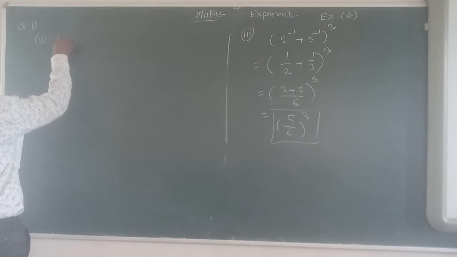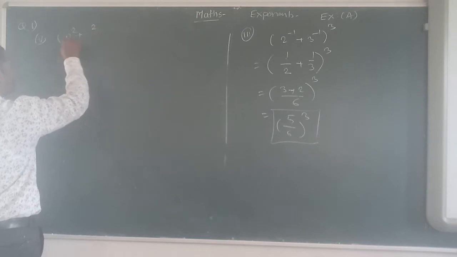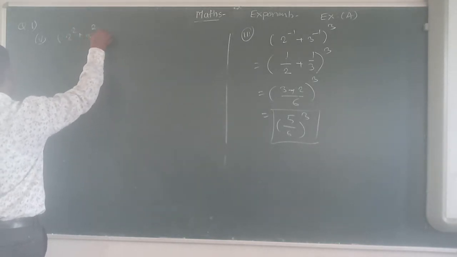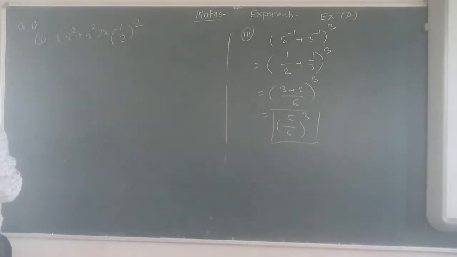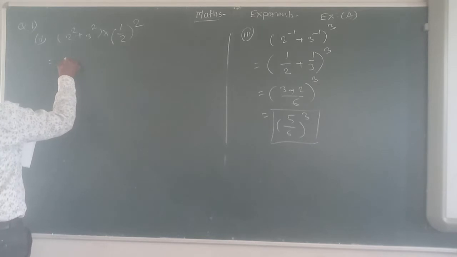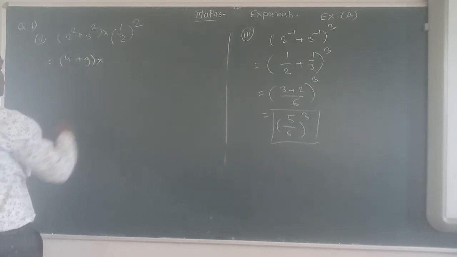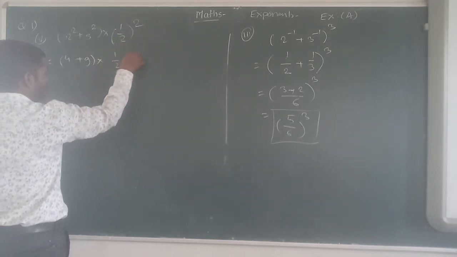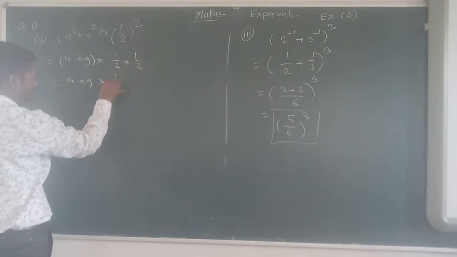Question 5 is there: 2 raised to 2 plus 3 raised to 2 into 1 upon 2, bracket square. Okay. So here first, what can we do? Here we can take the power. 2 raised to 2 will be 4. 3 raised to 2 is 9, into 1 upon 2, bracket squared, so 1 upon 4. So 4 plus 9 into 1 upon 4.